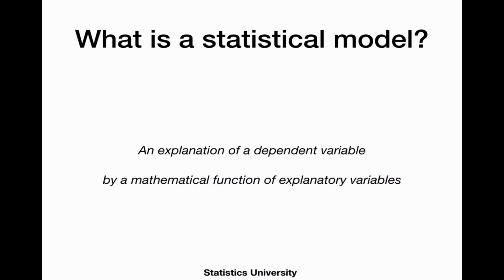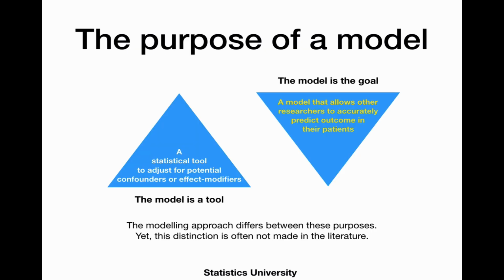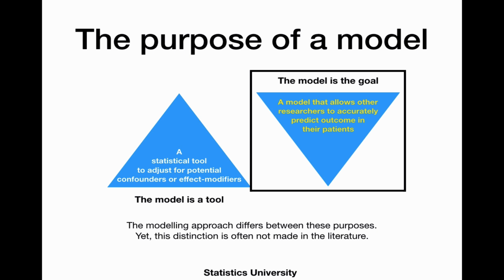Now, before we move on, let's make sure that we know what we're talking about when we refer to a statistical model. This definition is already discussed. It's an explanation of a dependent variable by a mathematical function of explanatory variables. But remember that there are two different purposes of a model. And in prognostic research, we are mostly interested in clinical prediction models where the model is the goal that allows other researchers to accurately predict outcome in their individual patients. So this is what we will focus on.